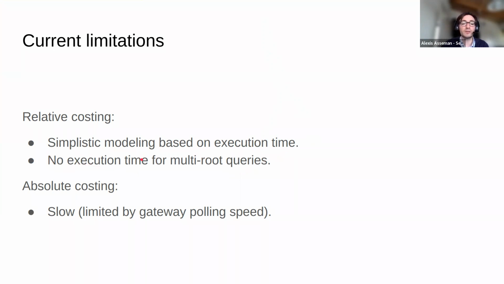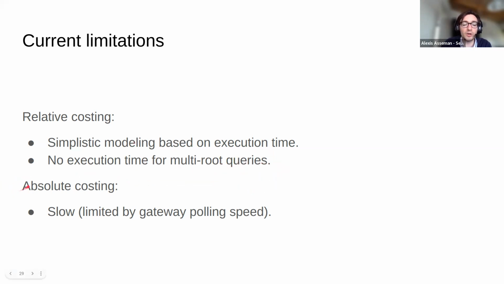Also, for now, we're not computing execution time for multi-root queries. So what's a multi-root query? It's basically a GraphQL query that has 2 root nodes or more. That's a little bit tricky because Agora costs those nodes separately, but in terms of execution time, we just get the overall execution time of the whole query, including all the nodes in there. So that's a work in progress.